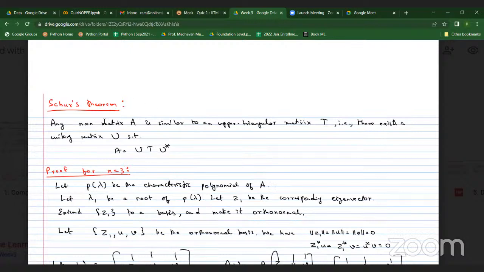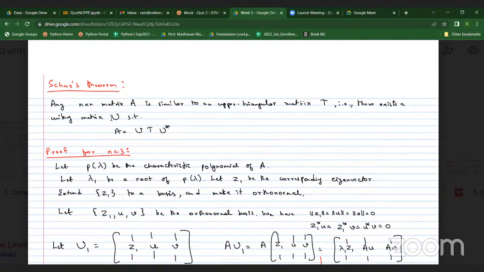So this is Schur's theorem. That is like this, A equals U T U star. That is the Schur's theorem. What it basically says is you can convert any matrix A, any square matrix, right, to this upper triangular matrix form, where you use some unitary matrix.